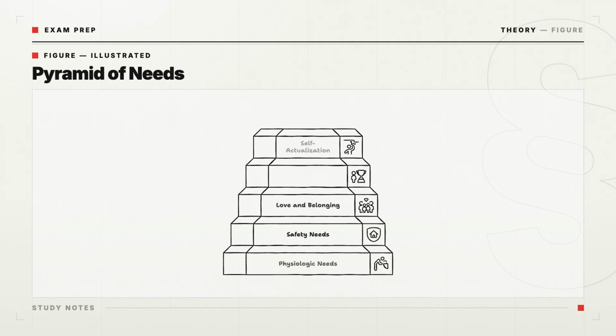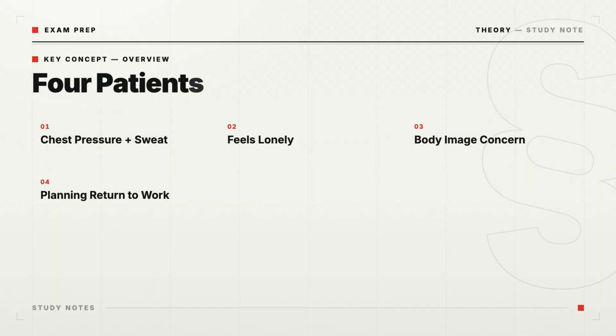A brain starved of oxygen cannot worry about friendship, and a person in circulatory collapse cannot think about career goals. Physiologic stability is the platform every other need stands on, which is why airway, breathing, and circulation live at the very bottom and get addressed before all else.